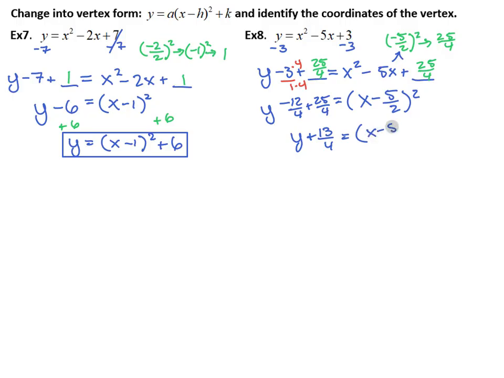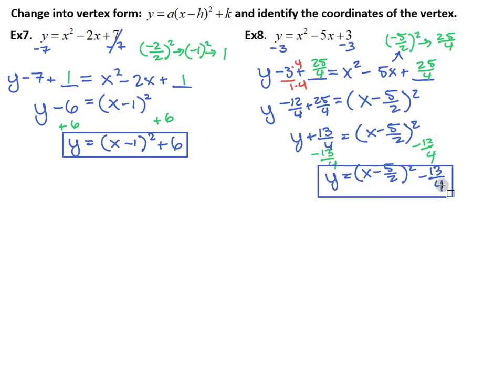And we are almost done. All we need to do is pop that 13 fourths on the other side by subtracting it over. So minus 13 fourths. And we should have our final answer there. Y equals x minus 5 halves, quantity squared, minus 13 fourths. Beautiful. And that is in vertex form.